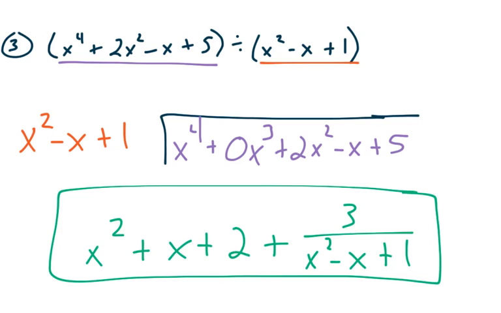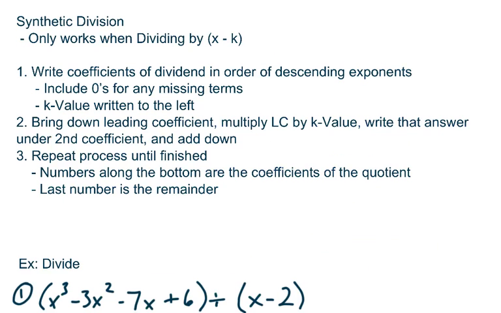Okay, so that's polynomial long division. That way works every time, no matter what you're dividing with polynomials. You can do polynomial long division. There is a way to shortcut it, but it's only in certain cases. The method is called synthetic division. It only works when we're dividing by the quantity x minus k.